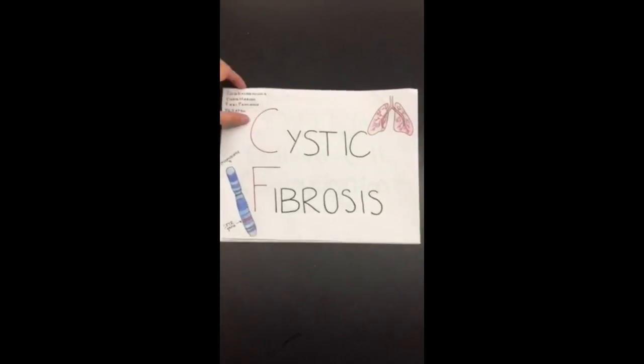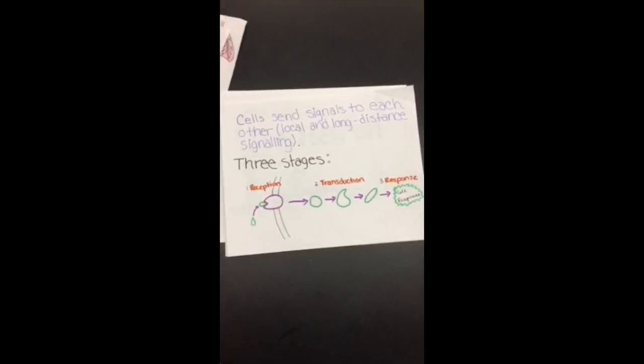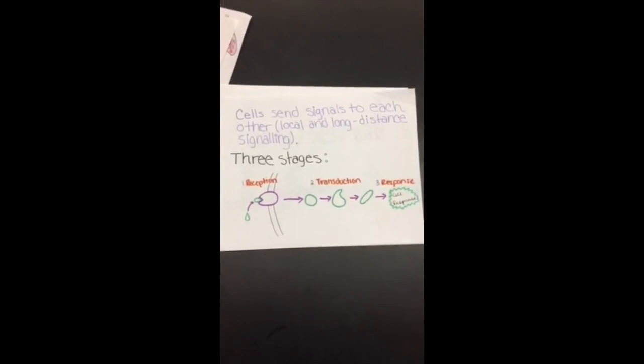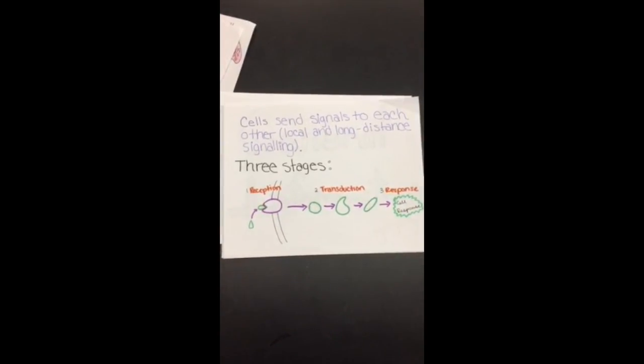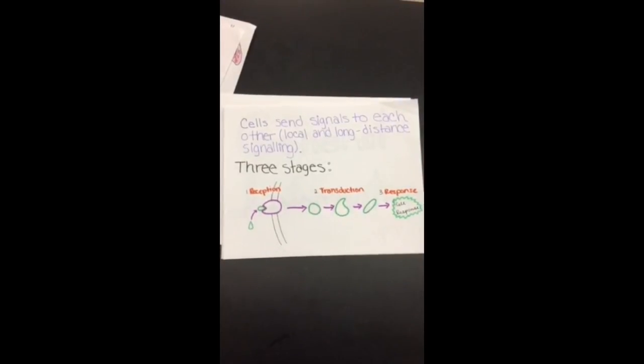Cystic fibrosis. Cell-to-cell communication. Cells send signals to each other. These include local and long-distance signaling. In long-distance signaling, there are 3 stages.